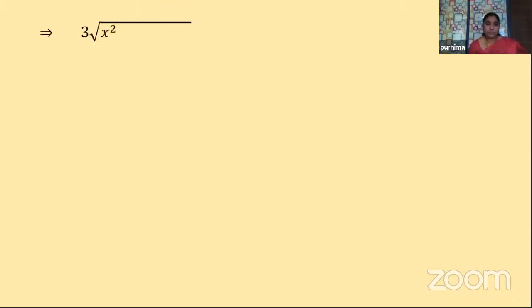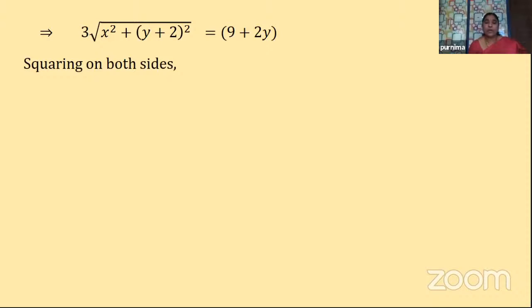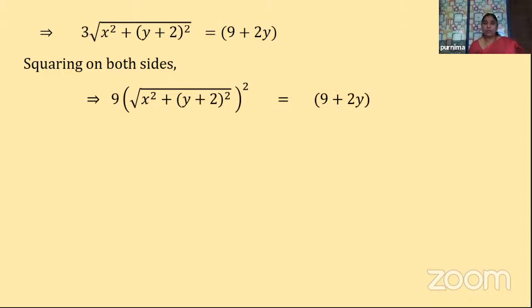Now it is equal to 9 plus 2y. Yes. Now what are you going to do here? Because on the left side we are still left with the square root, we have to remove the square root. So how do we remove the square root? We have to square on both sides. Squaring on both sides, 3 squared becomes 9. Under root of x square plus (y plus 2) whole square is equal to (9 plus 2y) whole square.